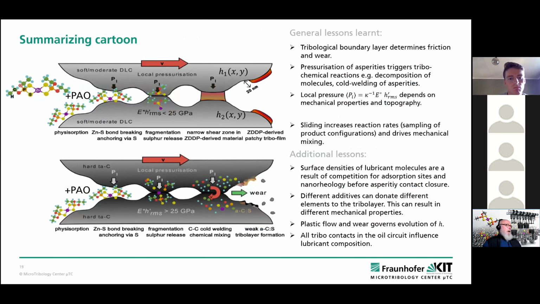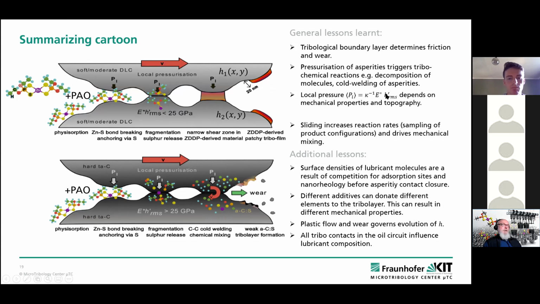And now we can go to cartoons. These are my summarizing cartoons. So what have we learned with this? General lessons: the tribological boundary layer, either CDTP tribofilm or an a-C doped with sulfur, determines friction and wear. So chemistry is important for these microscopic models. The pressure triggers the chemical deconstruction of the CDTP, and also drives the cold welding of the asperities if there is no hydrogen in the interface.